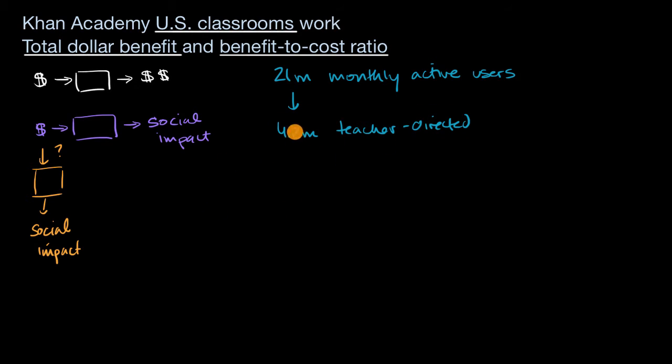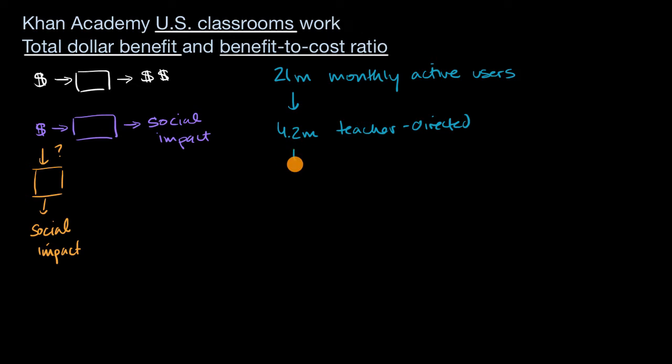Now, why am I focusing on them? Well, I said we're going to think about the total dollar benefit and benefit to cost ratio of our US classroom work. And so I'm only going to focus on this subset versus all of our monthly active users. Now, there's a lot of impact that's being generated above and beyond that, but I'm just focusing right over here. And of these teacher-directed, they are predominantly US classrooms.